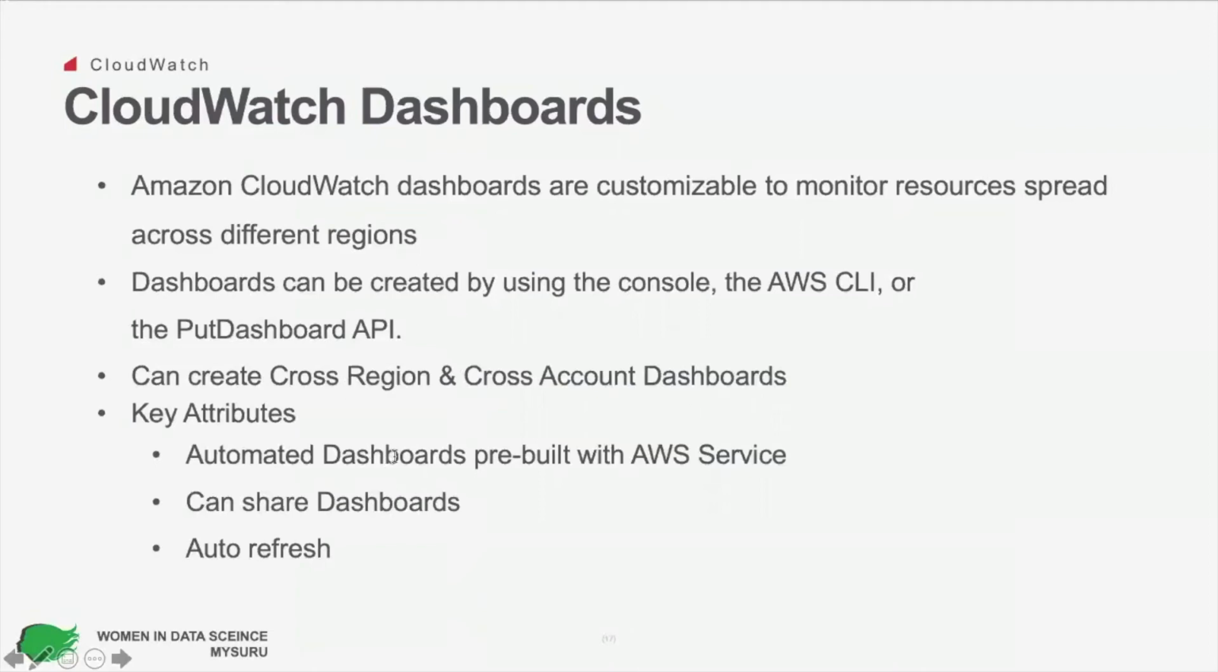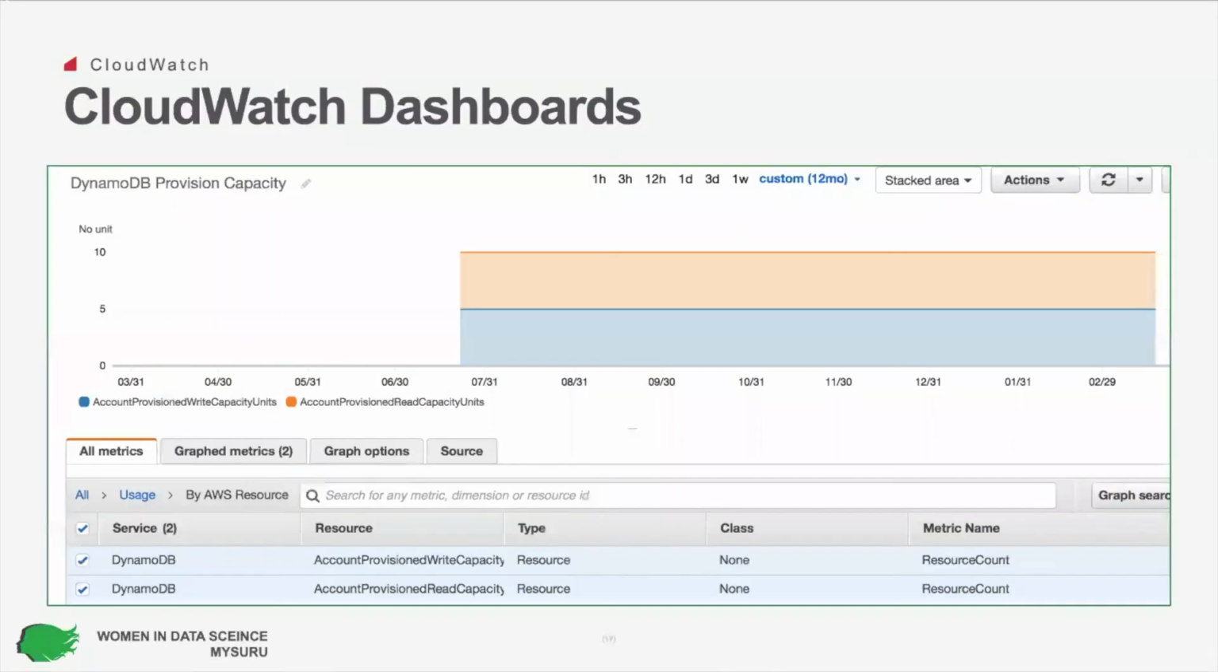So there are key attributes to it. Automated dashboards are available as pre-built with AWS service. You can share dashboards, and the dashboards auto-refresh by default. Here is the dashboard which you can see for monitoring DynamoDB, depicting your account's read capacity units and write capacity units.